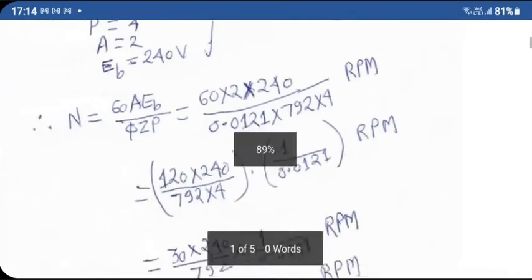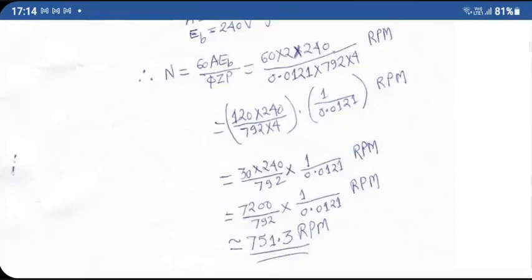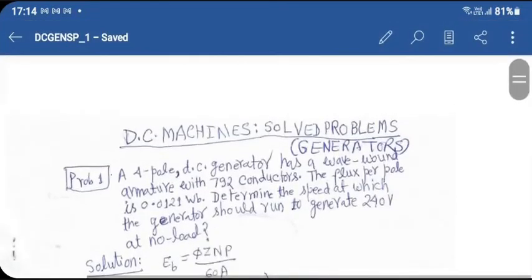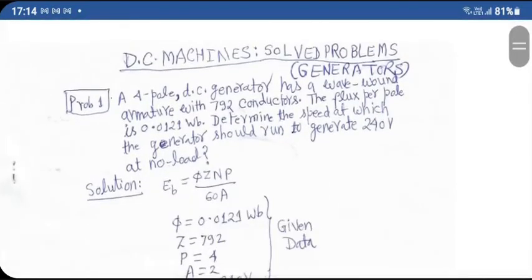The amount of RPM required to get the 240 volt voltage at no load turns out to be about 751.3. So you need this kind of rotation speed to get 240 volt open circuit voltage from this generator. Of course, once you load, the voltage will go down for sure. That's why we have equivalent circuits.